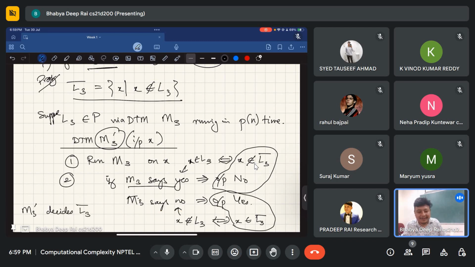And how much time does it take? The time taken is however much time M3 takes plus some constant time for step 2, which is polynomial in the size of the input n. Clear, everyone? Okay, good.